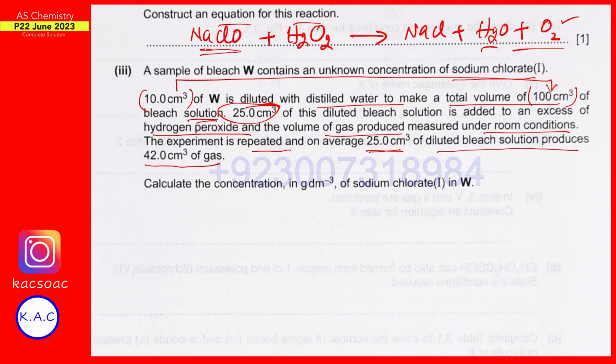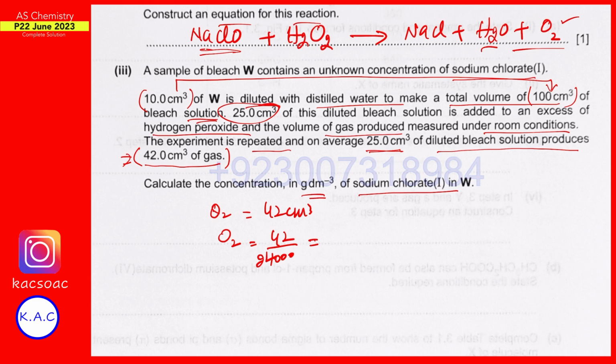The experiment is repeated, and on average 25 cm3 of the dilute bleach solution produces 42 cm3 of gas. Calculate the concentration in g per dm3 of sodium chlorate in W. First of all, I'm starting from this information. We have the volume of oxygen, equal to 42 cm3. I'm going to find the moles of oxygen. So 42 divided by 1000, 24,000 is equal to the number of moles.